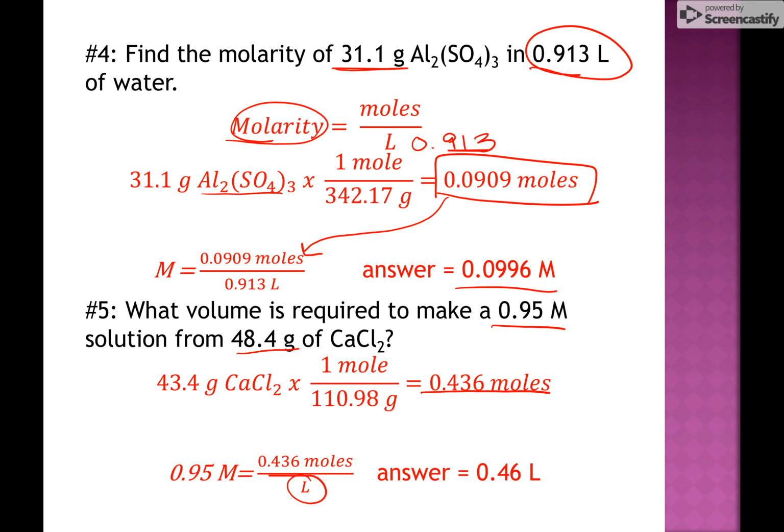If you're solving for liters like that, you multiply both sides by liters. And what you're left with is 0.95 times liters equals 0.436 because the liters will cancel out. Here, I still need to get liters by itself, though. So now I'm going to divide both sides by 0.95. Now, liters is by itself, and my answer should be 0.46 liters.